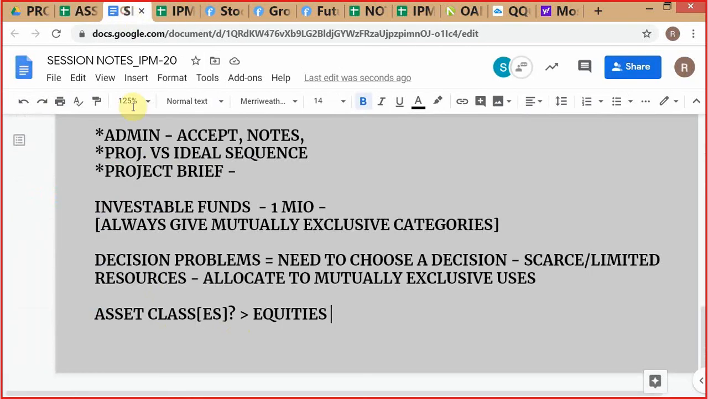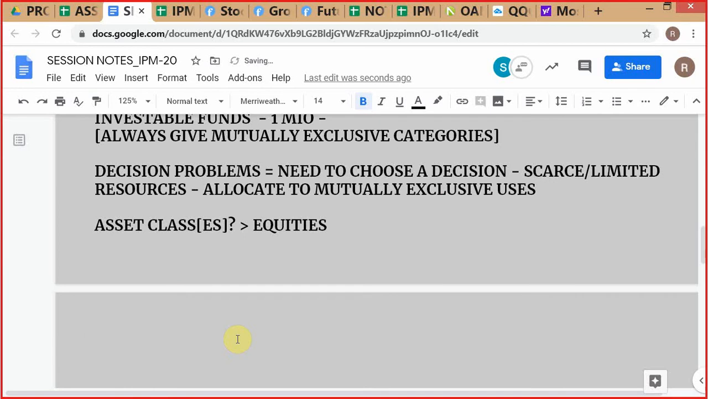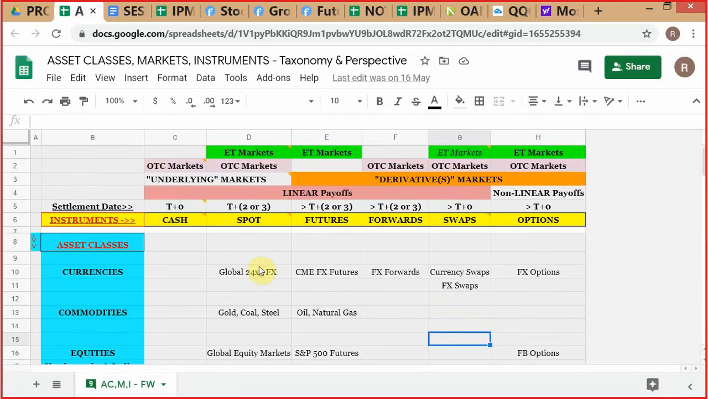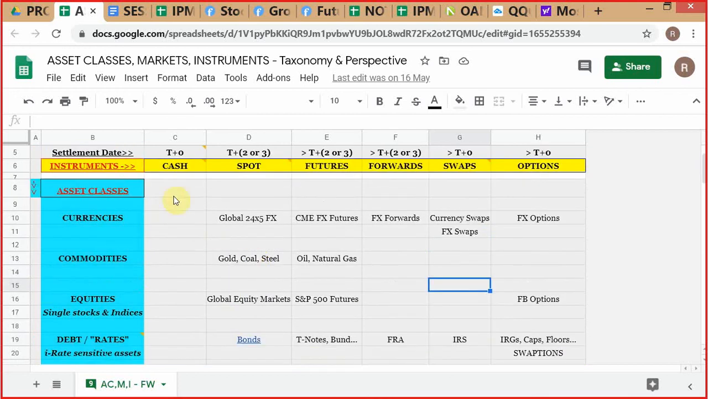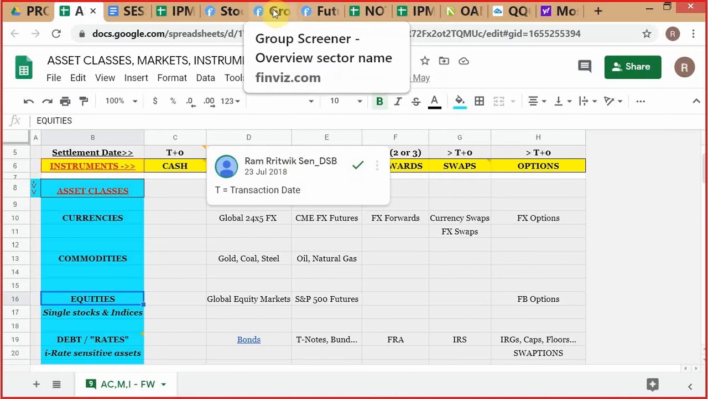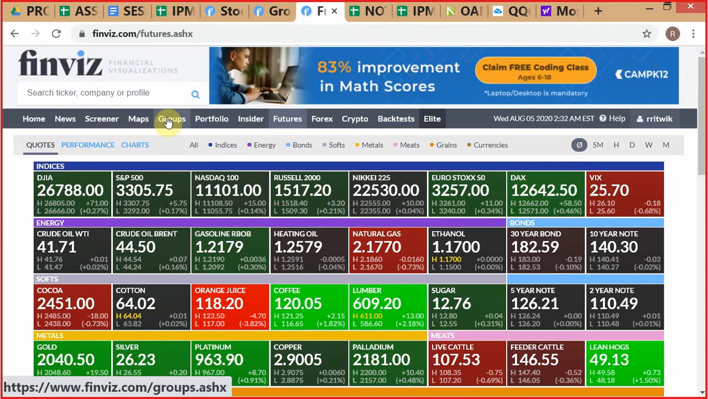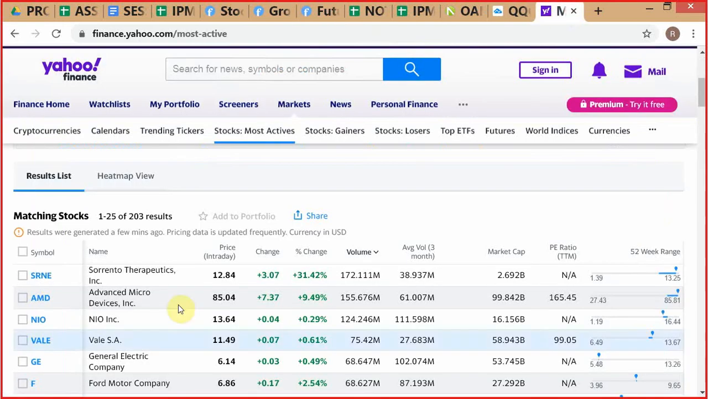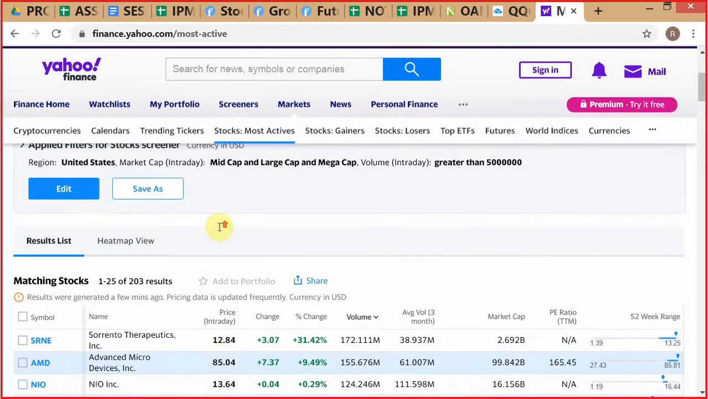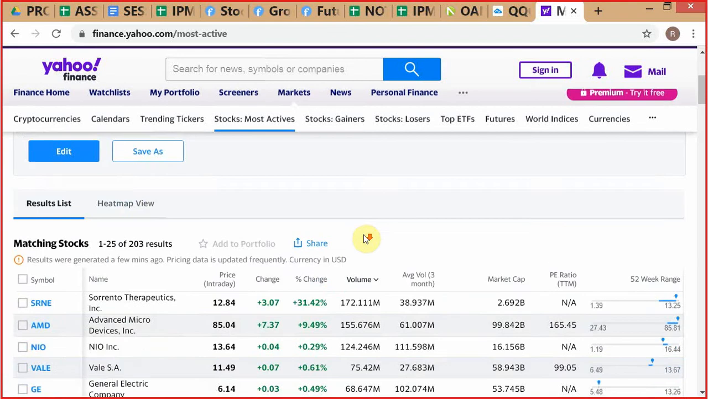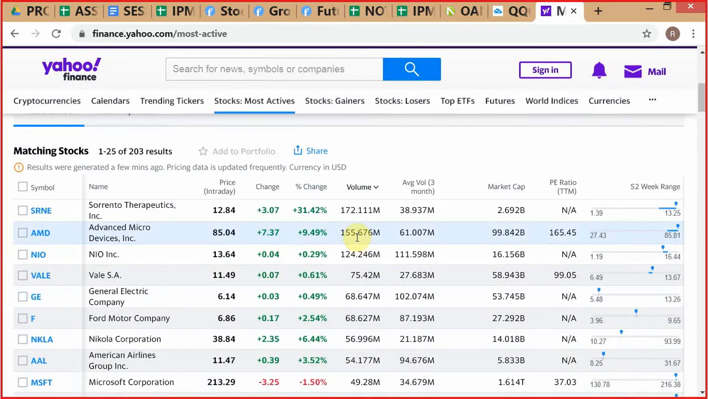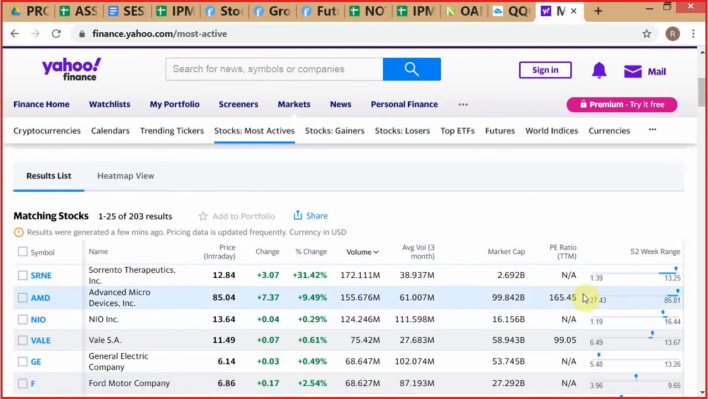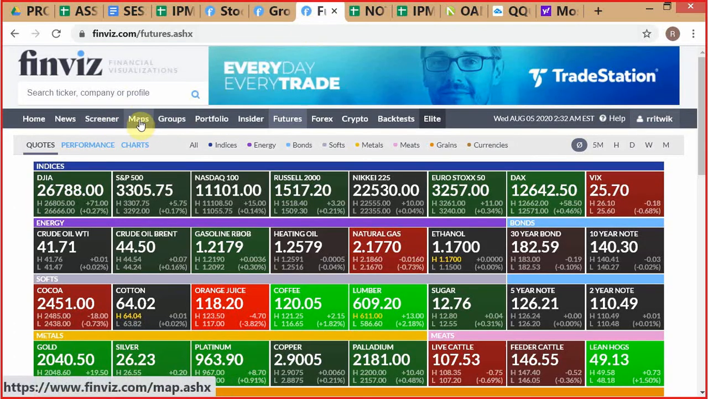Okay, the second decision that you have to take is, now let's say we have chosen equities, right? We'll come to the instrument part later. So we have gone into this row. And when we look at the universe of equities, this site was also giving me problems earlier. When I look at equities, I go to Yahoo Finance, I see the most active stocks, all right? Now you see a problem here. Let's look at the heat map view and see what it's like. Let's look at the maps here.